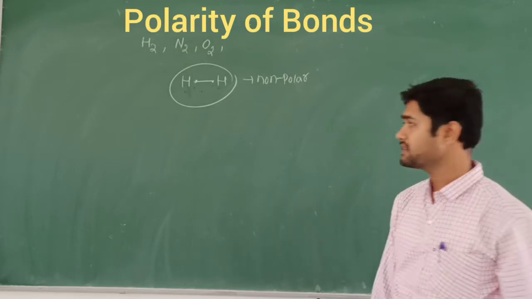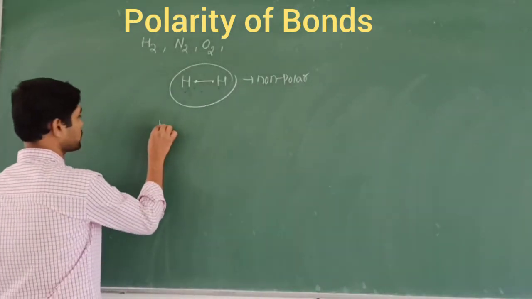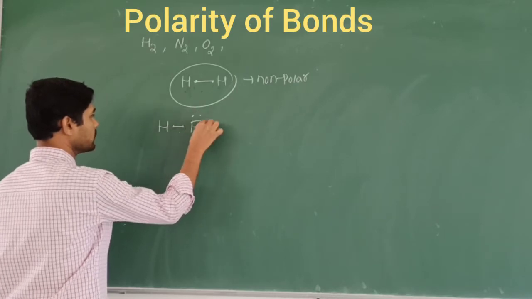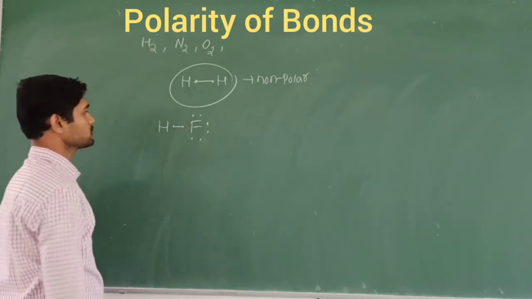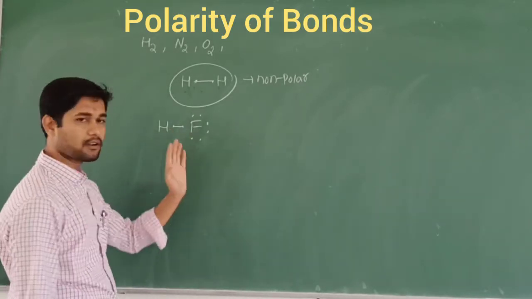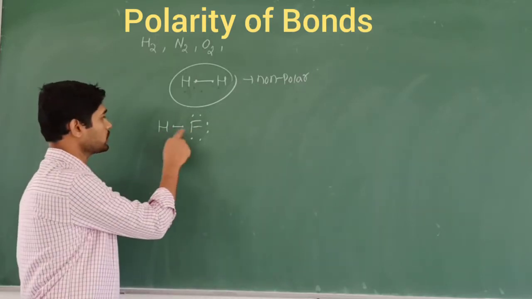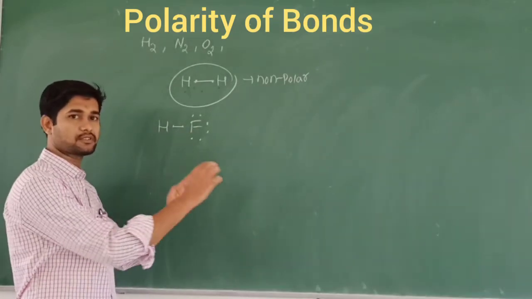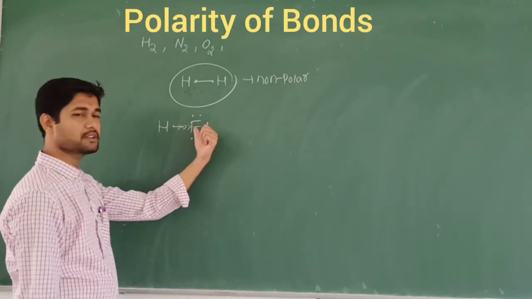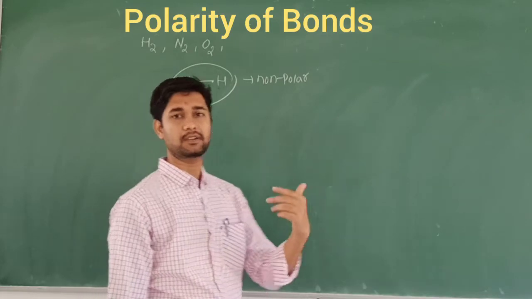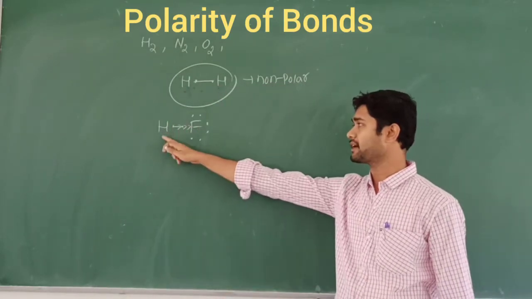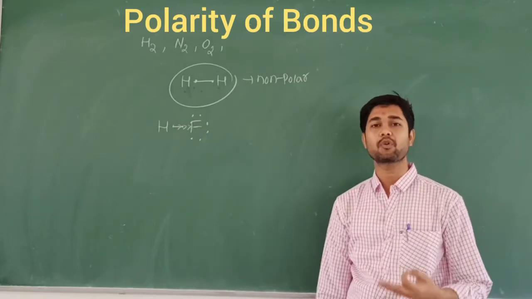If I take the polar case, I am going to take heteronuclear atoms. An example is HF, right? We write it like this. Because the octet is completed by the fluorine atom, the shared pair of electrons between the two atoms is always more towards the higher electronegative element, that is fluorine. Among all the elements in the periodic table, fluorine has the highest electronegativity. So comparing hydrogen and fluorine, fluorine has the higher electronegativity.